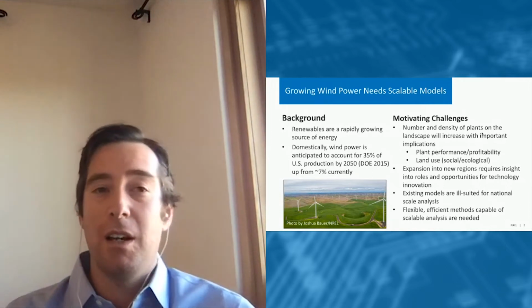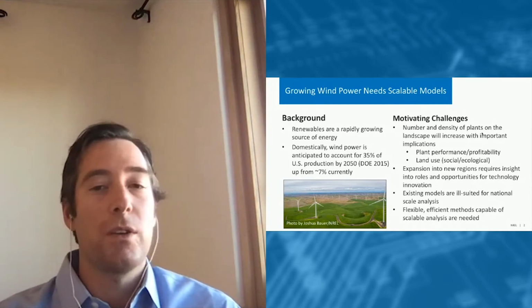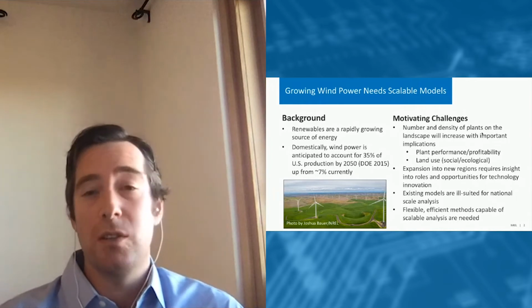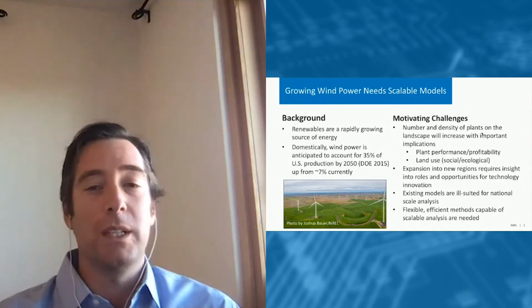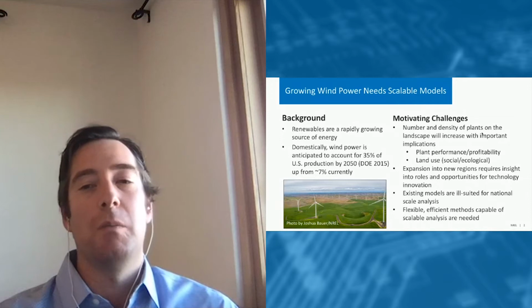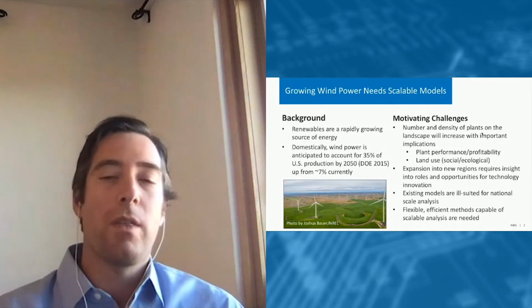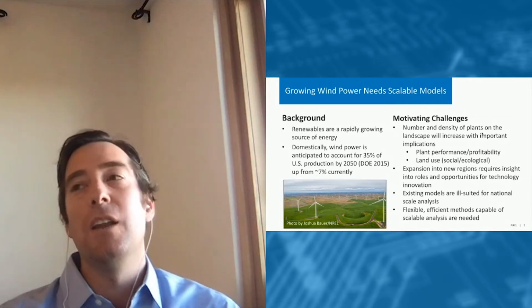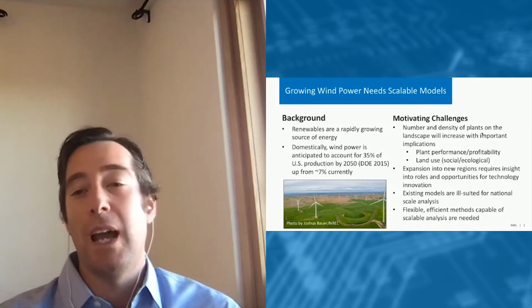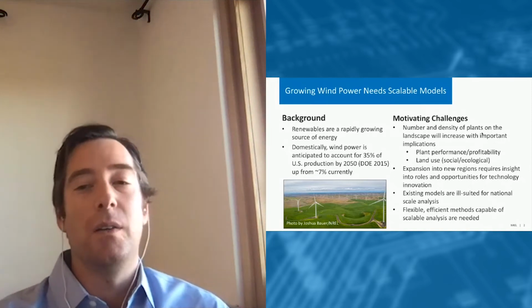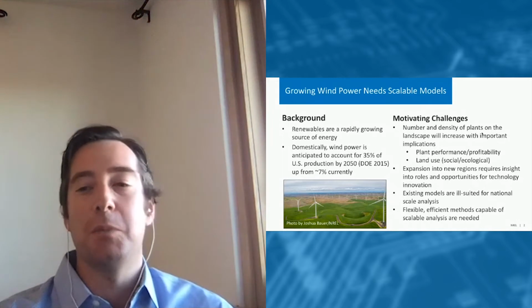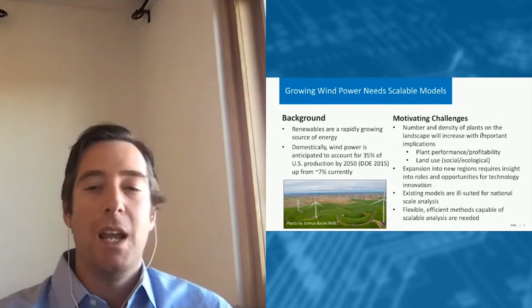In addition, this growth could entail expansion into new regions of the country where we don't currently see wind power deployment. And so it raises the question, what are the opportunities for technology innovation in the space, and how might they either improve or hinder this expansion of wind power into the future?